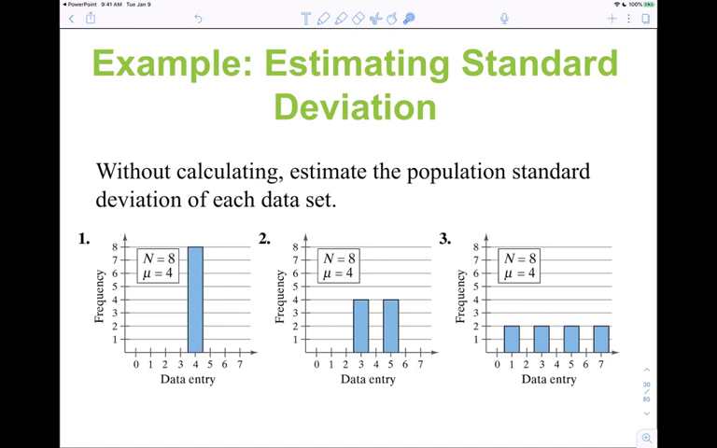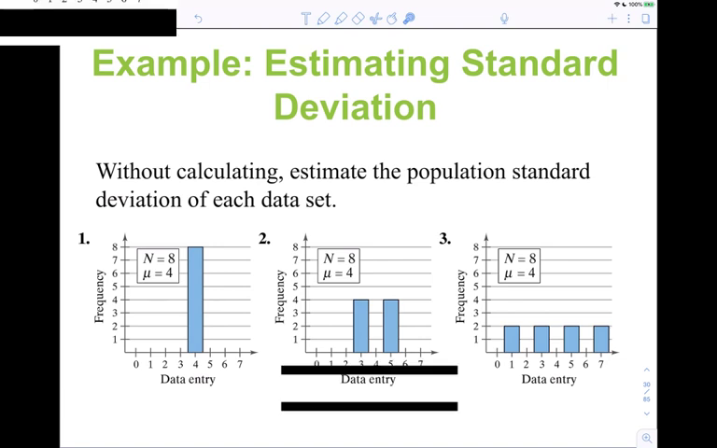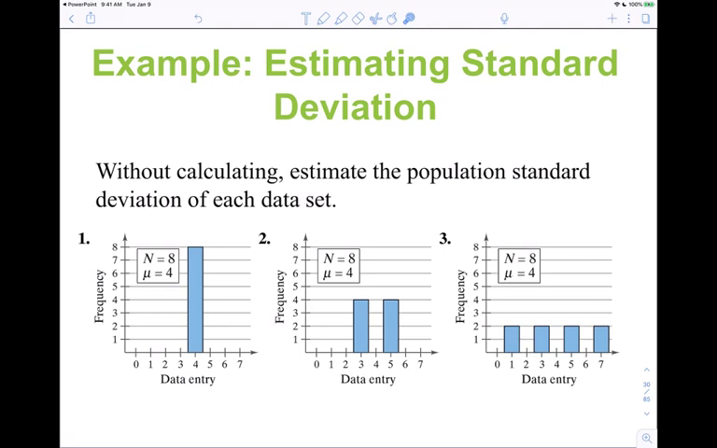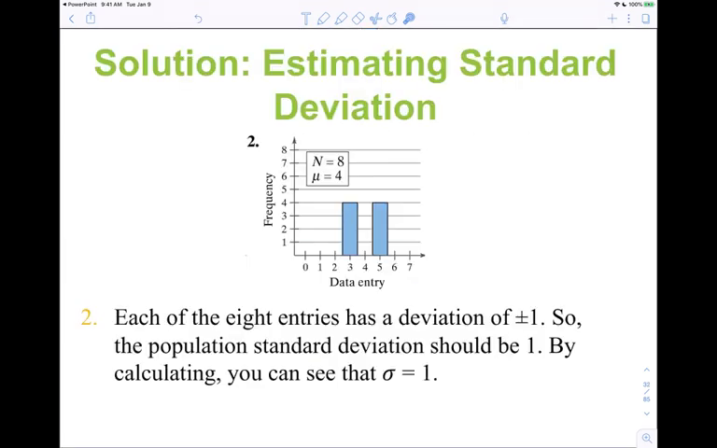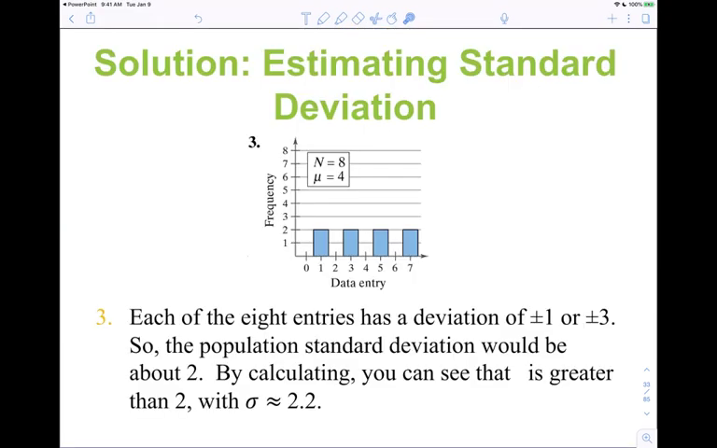Let me look at it. 0. So we got the 0, fine. This one is 1. I think we got that one as well. It says each of the 8 entries has a deviation of plus or minus 1 or plus or minus 3. So the population standard deviation will be about 2.